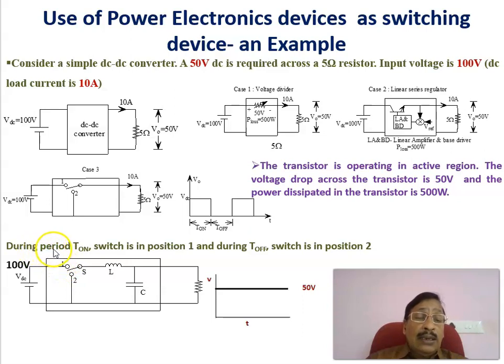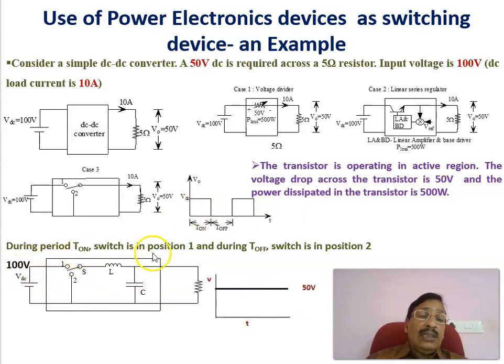During the T on period, the switch will be positioned in position 1, and during the T off period it will be in position 2. During the on period you will be getting 100 volts, during the off period you will be getting 0 volts, and then by connecting an LC filter, you are taking the average of that, which will be equal to 50 volts.